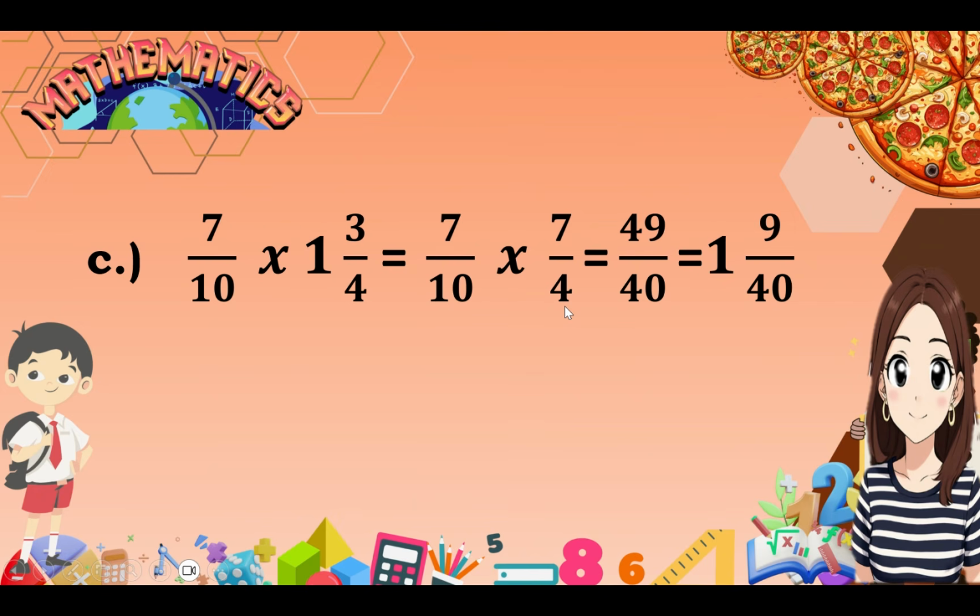Then proceed to multiplication. 7 times 7 equals 49. And 10 times 4 equals 40. 49 over 40 is an improper fraction. We have to change it back to a mixed number. 49 divided by 40 equals 1 and 9 over 40. 1 is the whole number and 9 is the remainder, which becomes our numerator, and the divisor becomes our denominator still.